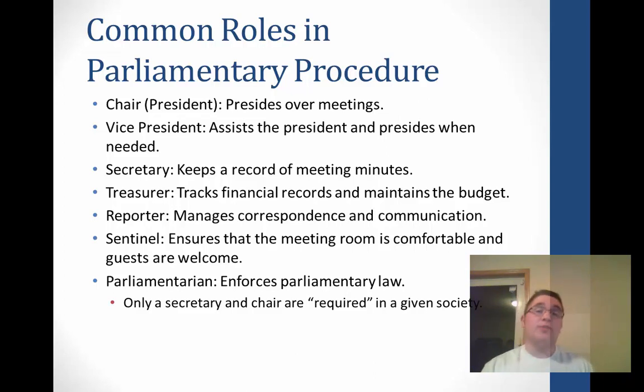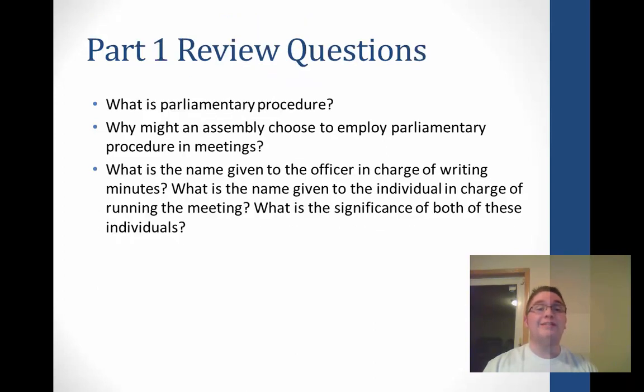So in lieu of this, only a secretary and chair are required in a given society. Chair, as I mentioned, is the person who runs the meeting while the secretary takes the minutes. The vice president, treasurer, reporter, sentinel, and the parliamentarian as well, while they're all very great roles, are not necessarily required for the organization. They only have to have a chair and a secretary according to Robert's Rules of Order, Newly Revised.